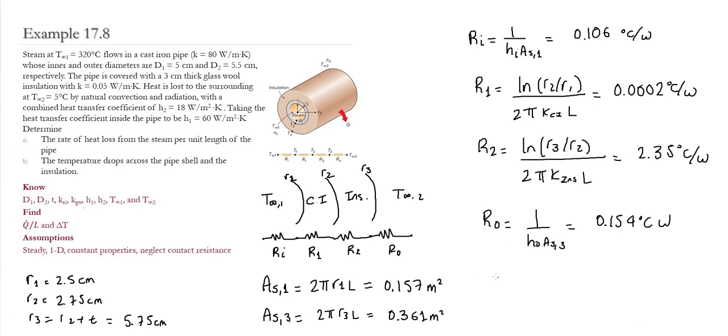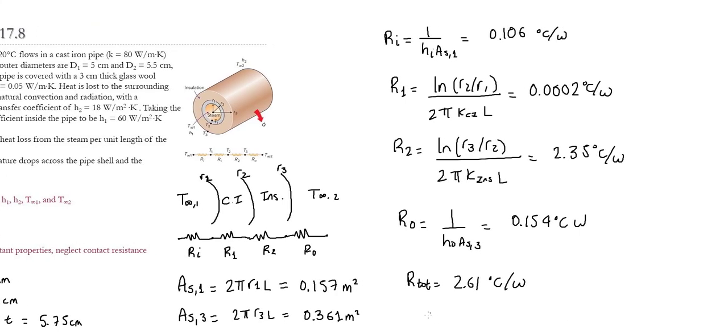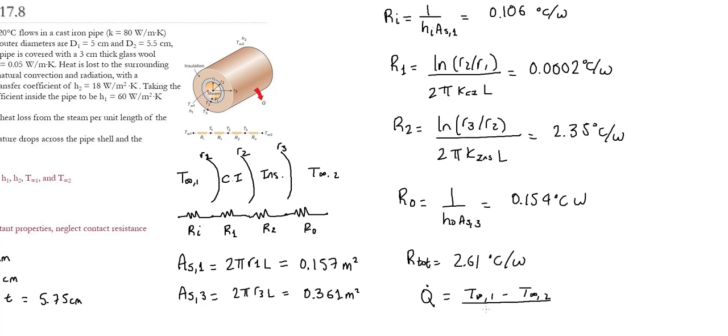So what we need to do is first calculate the total resistance. The total resistance is basically the addition of all the four resistances that we had, and we get that to be 2.61 Celsius over watts. So using this information, we find that the value of Q dot is equal to the difference between the temperatures. We know the ambient temperatures at the two positions, and we also know the value of the total resistance in between them. So that tells us that the value of Q dot is equal to 121 watts.